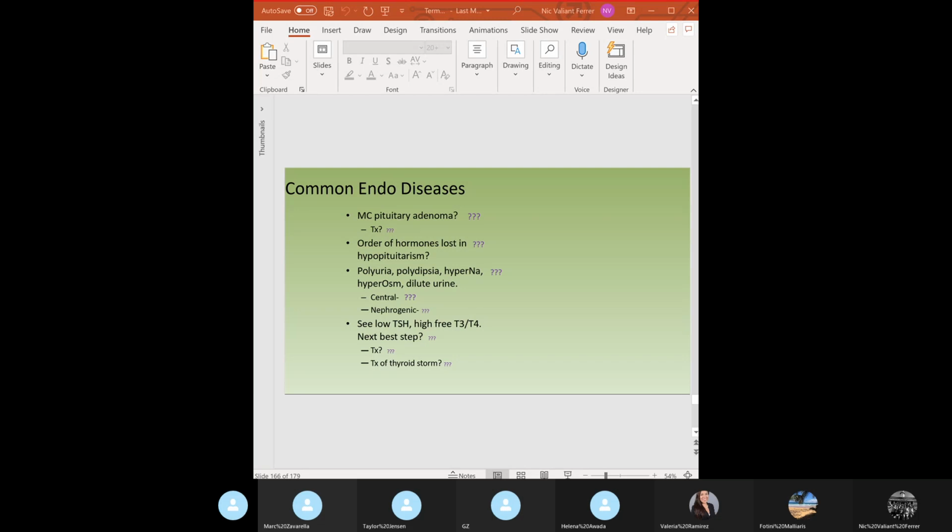Side effects of hydrochlorothiazide, your thiazide diuretics. Hypergluc, guys. What is hypergluc? Hyperglycemia, hyperlipidemia, hyperuricemia, hypercalcemia, right? Hypergluc. So you can give thiazide diuretics to someone who has osteoporosis, actually.